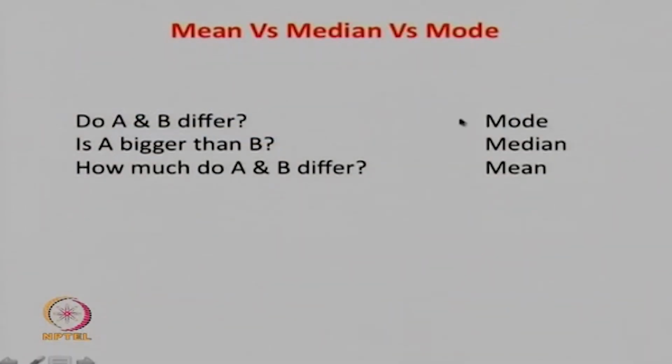So you can report mode as this value, but in the example that I took there is no mode to report. Second thing is, is A bigger than B? In that case median might be a good way to look at it.